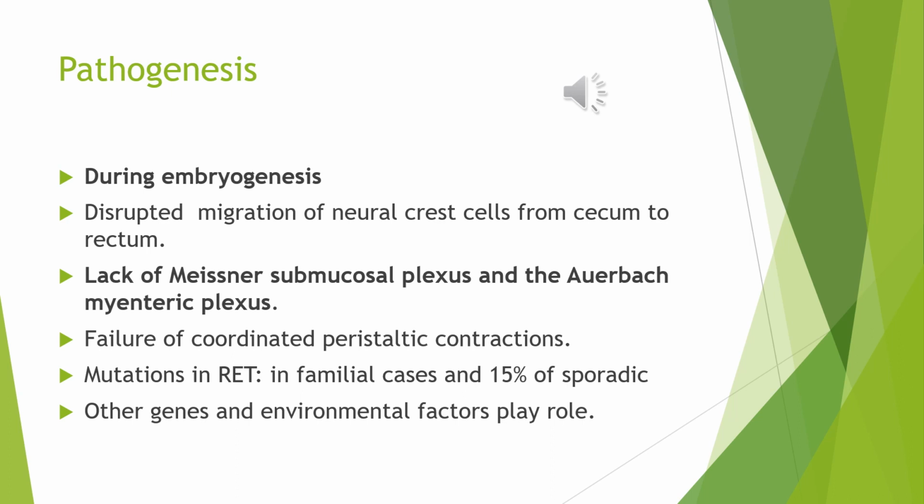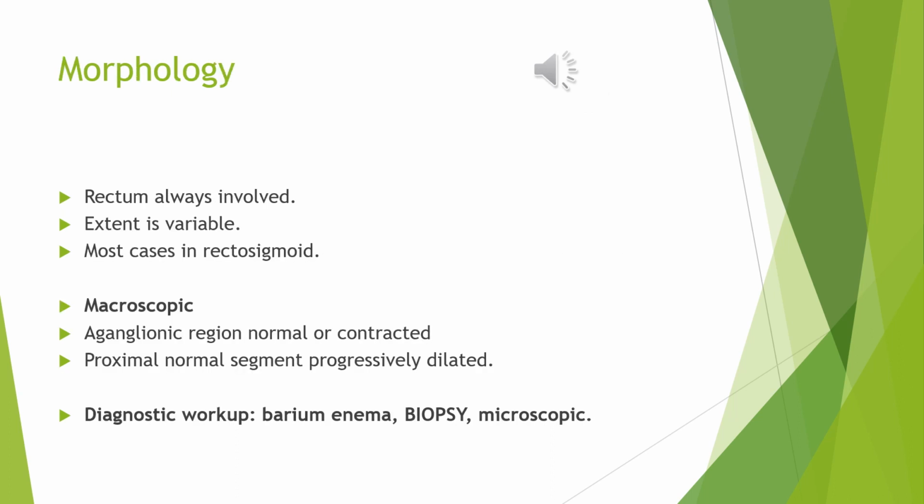Other genes are also implicated and some environmental factors. So again, the main feature of Hirschsprung disease is that we have a segment of the bowel that lacks innervation and lacks the development of the enteric neuronal plexuses, namely the myenteric plexus and the submucosal nerve plexus. And that's why the disease is called aganglionic, because we don't have the ganglion cells that are typical for these plexuses in the affected segment.